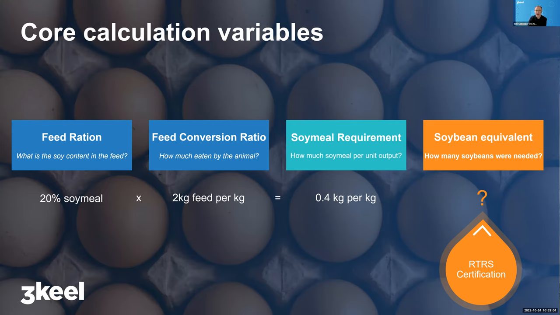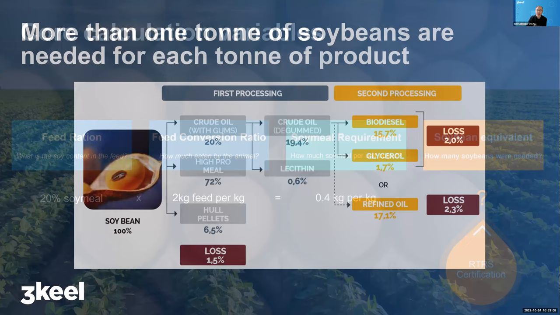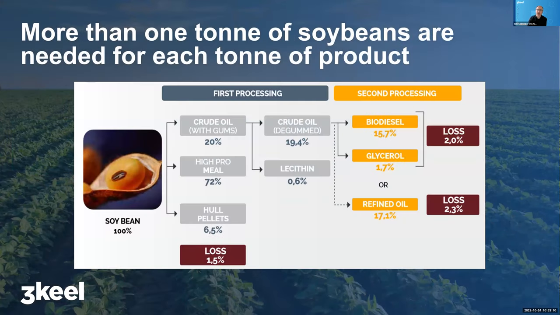And this is where the work with Austral University really comes into play. So in the first iteration of the calculator, Austral University did a study looking at all of the different outputs of a soybean into various markets, looking at the processing stages that would be involved.